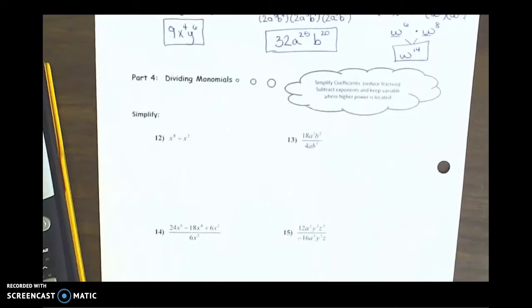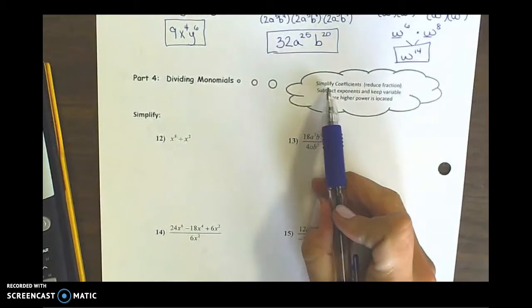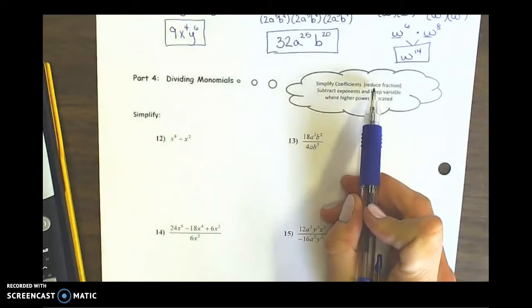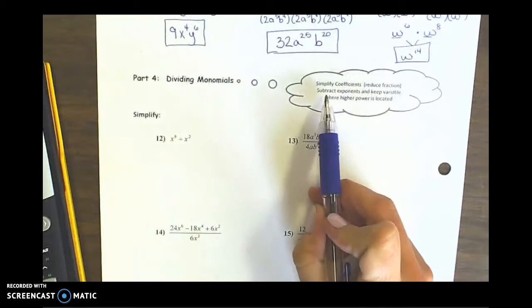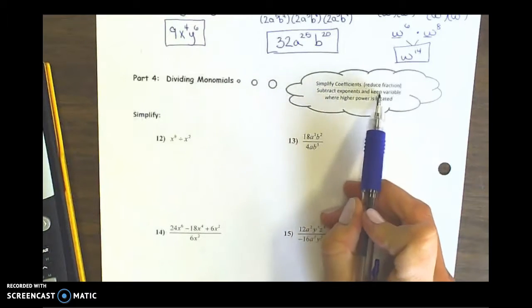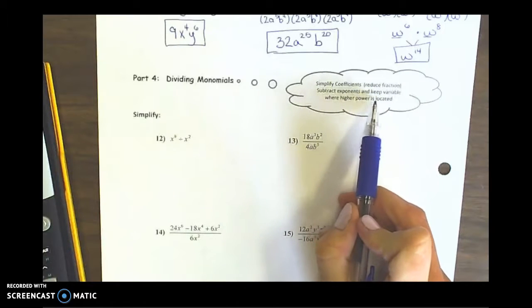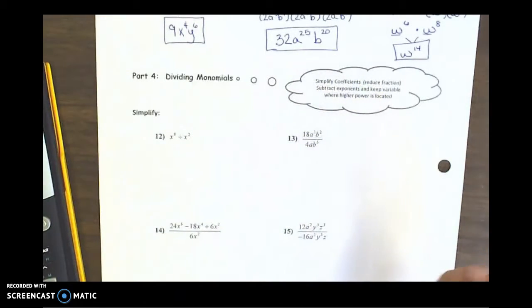So here's the rule for division. You're going to simplify the coefficients, which is also reducing the fraction. You're going to subtract the exponents and keep the variable where the higher power is located. So let's try this out.